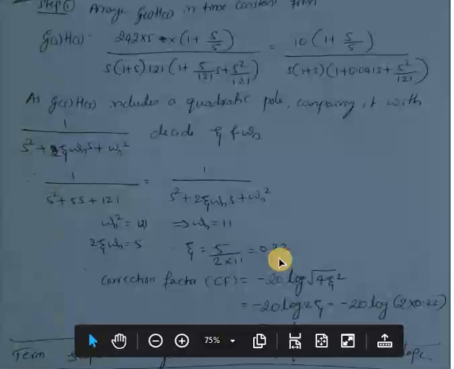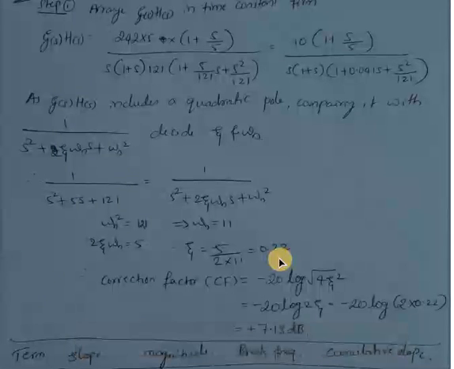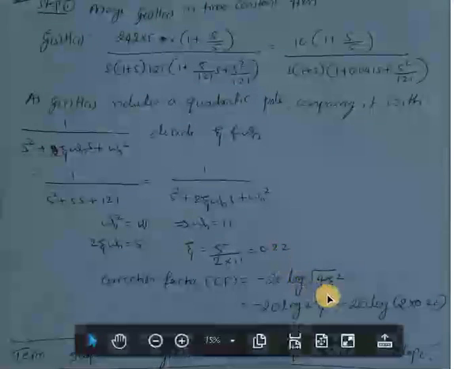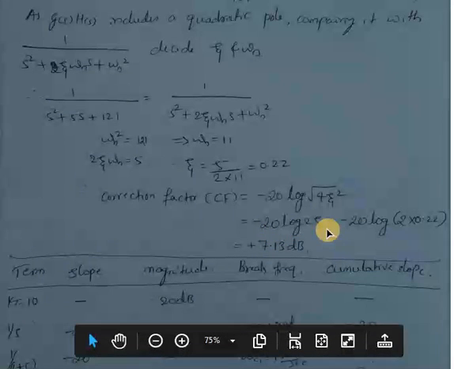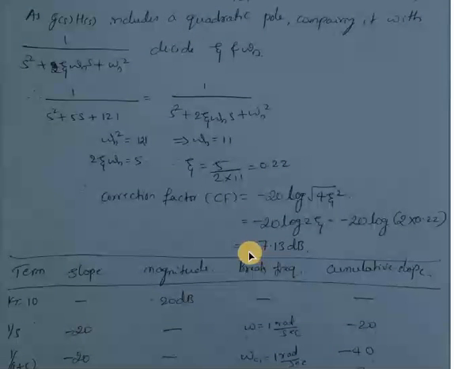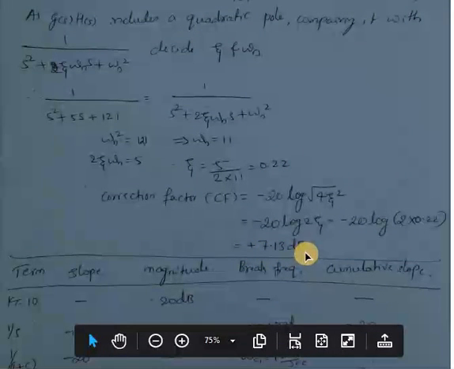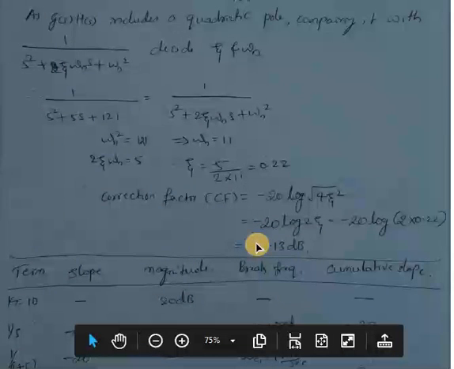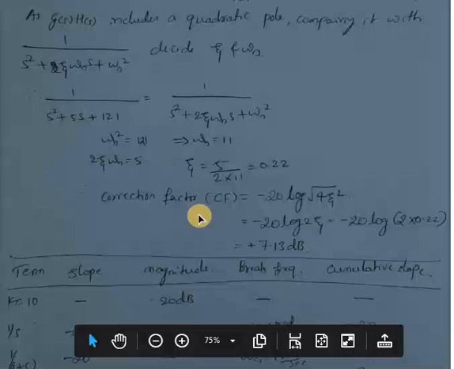And you need to calculate the correction factor. Whenever you have a quadratic pole or quadratic zero, you need to calculate the correction factor. It is given by minus 20 log root of 4 zeta square, or you can write it as minus 20 log 2 zeta, where zeta is 0.22. Substitute that, you will get the correction factor as 7.13 dB. What this correction factor is used for, you will come to know when you construct the Bode plot.